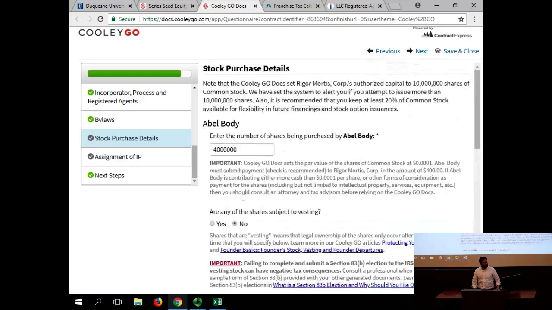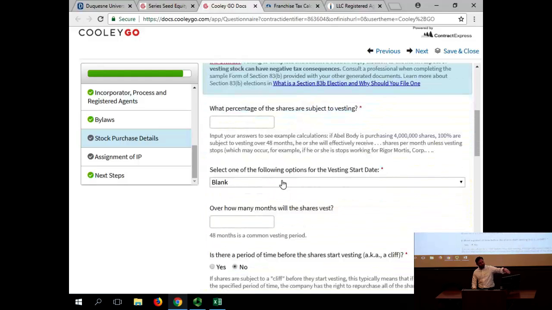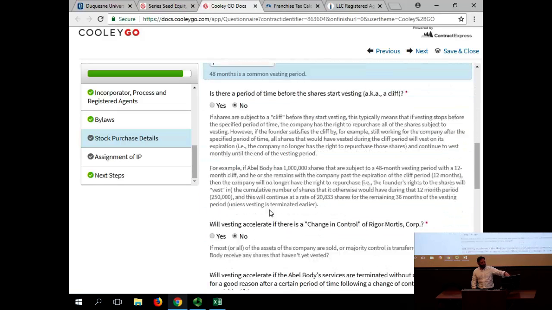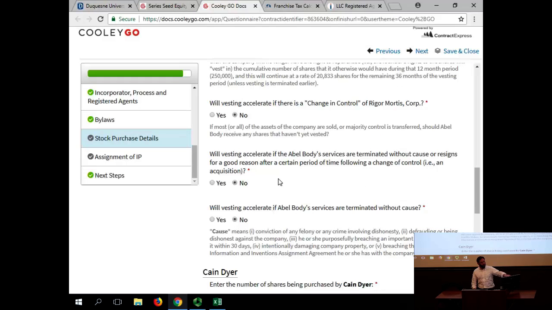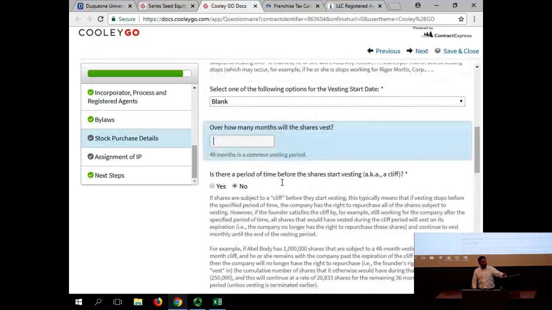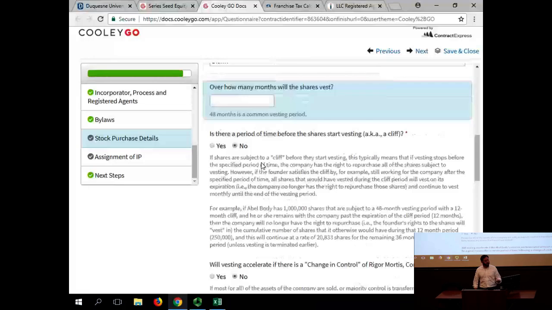So here's the concept of vesting. I'm just going to hit yes just to show you what this is. We could have percentage shares, sub-tier vesting, options for vesting start date, time period, and whether there's a cliff. This is all acceleration for change of control, acceleration for termination without cause, acceleration for terminating with cause. These are all factors and interesting things to talk about in venture capital transactions, not relevant for today.